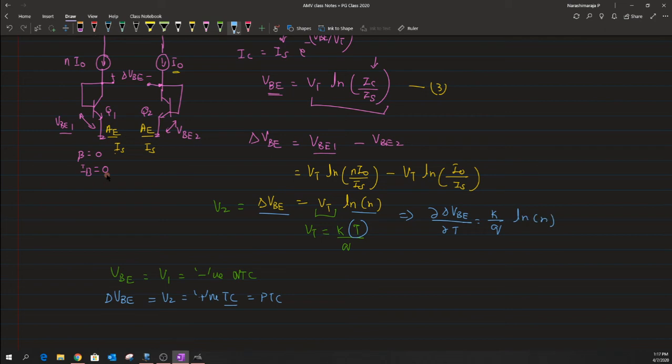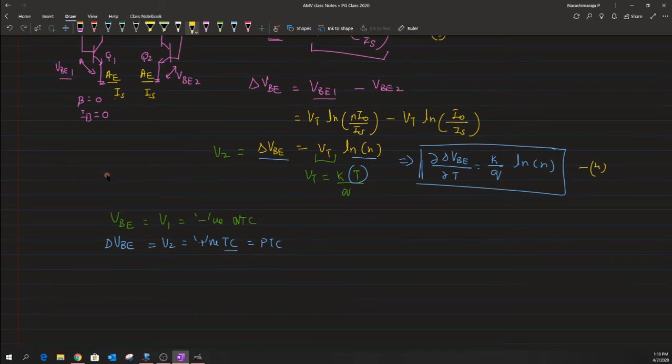Hope that it is clear till this particular point, and there are a few observations that we need to make a note of from this expression. Let me mark this expression as equation number 4, so that we will be using it as our reference. Now you can see that this delta VBE is basically a positive quantity, as there is a positive term. This entire quantity results in a positive value. So as we expected, this delta VBE with respect to temperature exhibits a positive temperature coefficient.